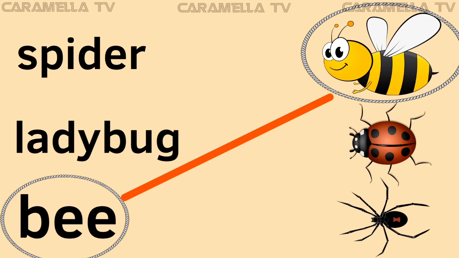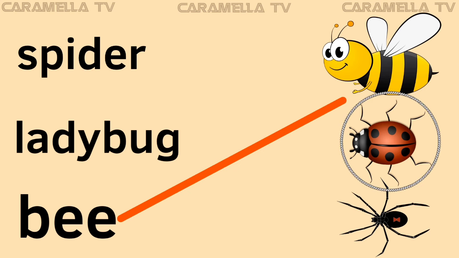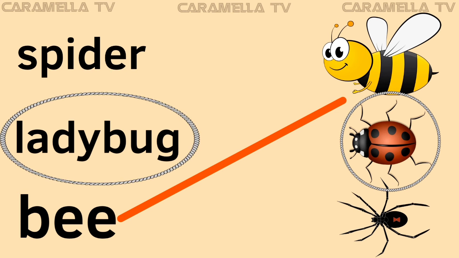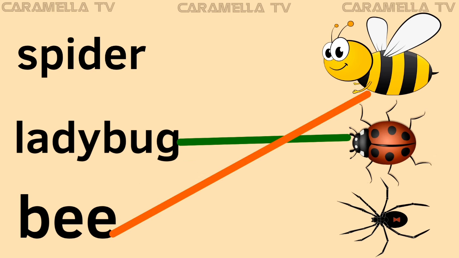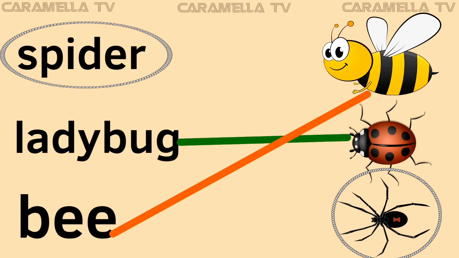Second picture we have is a picture of a ladybug. Can you guys guess where the word ladybug? That's right, let's connect them. Last picture we have is a picture of a spider. Can you guys guess where is the word spider? That's right. Let's connect them.